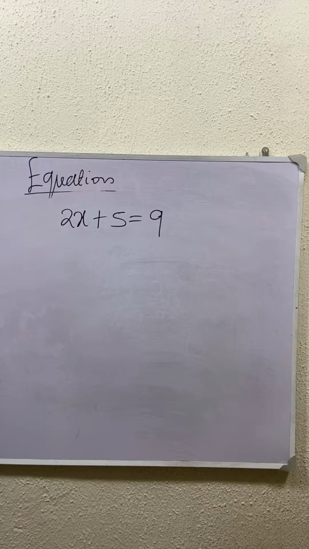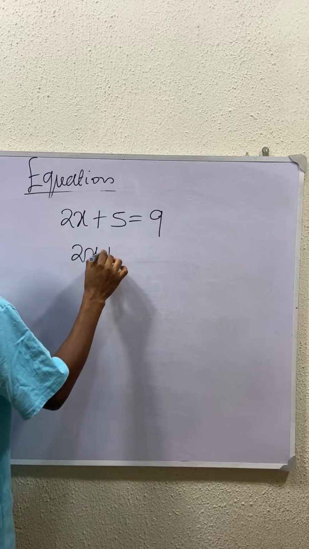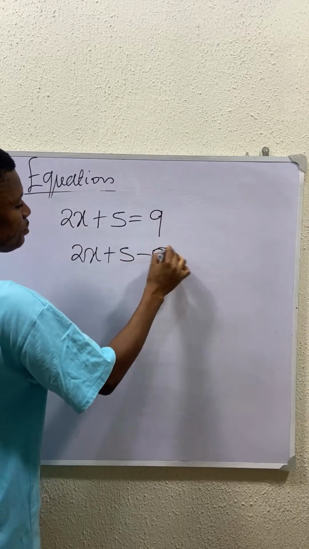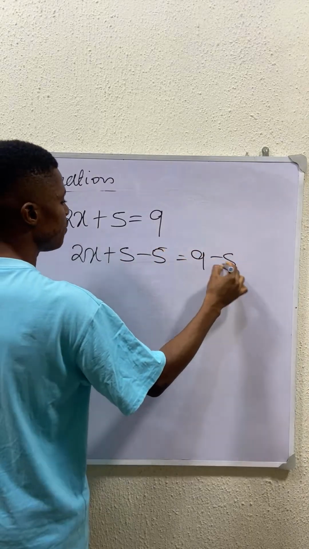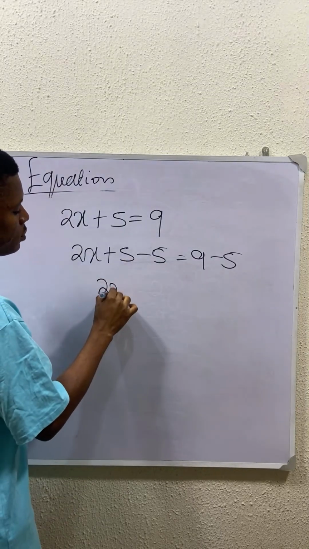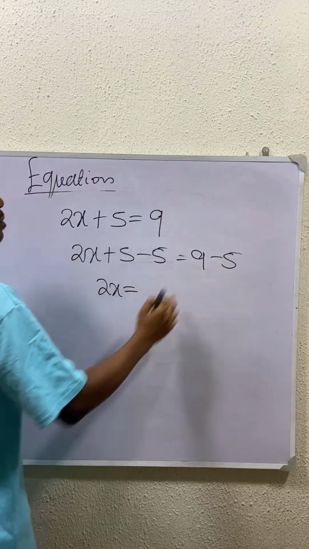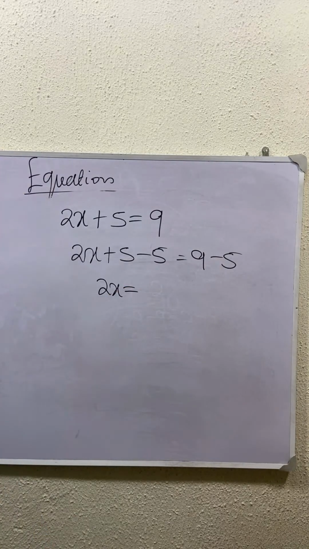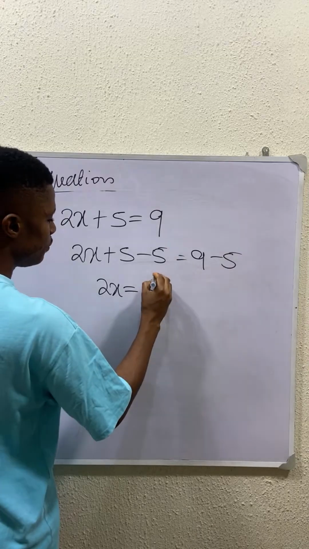2x plus 5 is equals to 9. Let's know how to do that. So you have it as 2x add 5, take away 5, and that's 9 take away 5. 5 minus 5 is always 0. You have it as 2x is equals to 9 minus 5. What is the value for 9 minus 5? 9 minus 5 is 4.